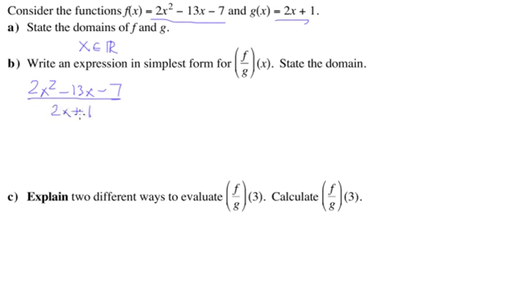Now, for the domain, as usual, our attention turns completely to the denominator. This must never be 0. So, to get restrictions on the domain, we say 2x plus 1 must never equal 0. And then we solve that. That means 2x must never be negative 1, which means x must never be minus 1/2. So our domain would be x can be any real number except x must not be minus 1/2.